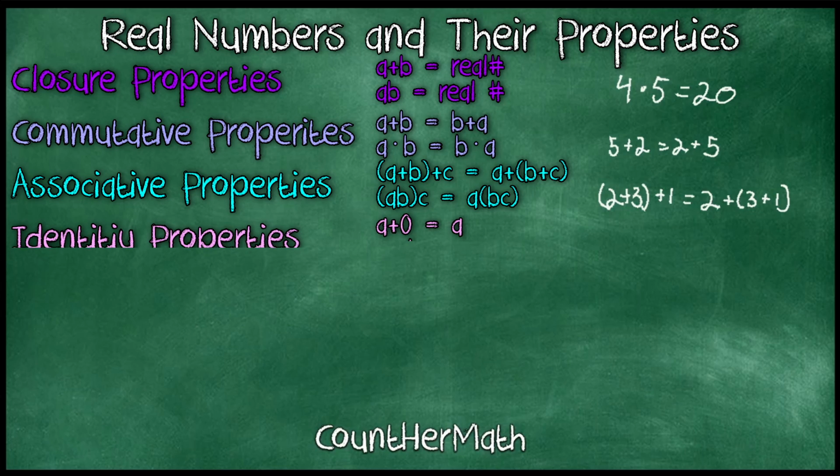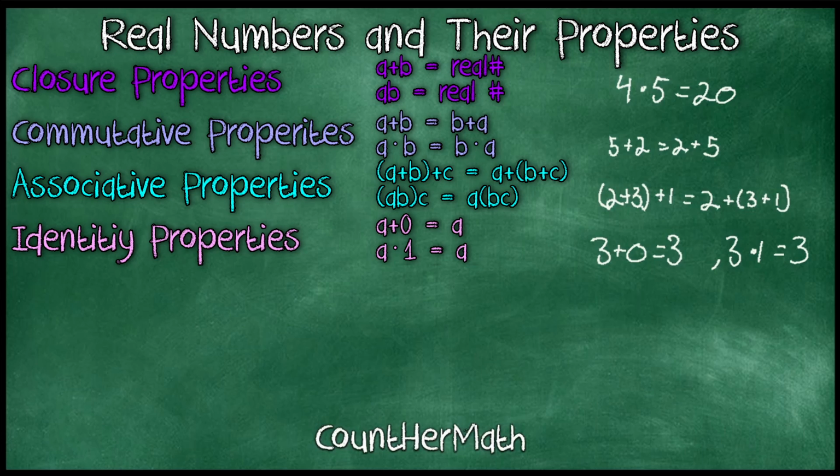Our next property is the identity property. Now this one is telling us that a plus 0 is still a and a times 1 is still a. This one should be probably pretty straightforward for everybody. We've been using these guys for a very long time. If I have 3 apples and I add no apples, I have 3 apples. And then 3 times 1 is also 3.